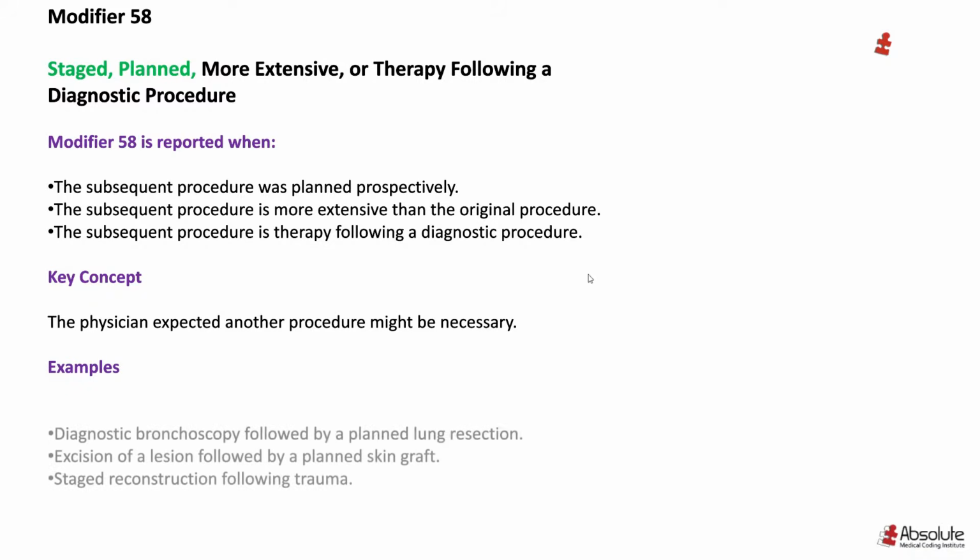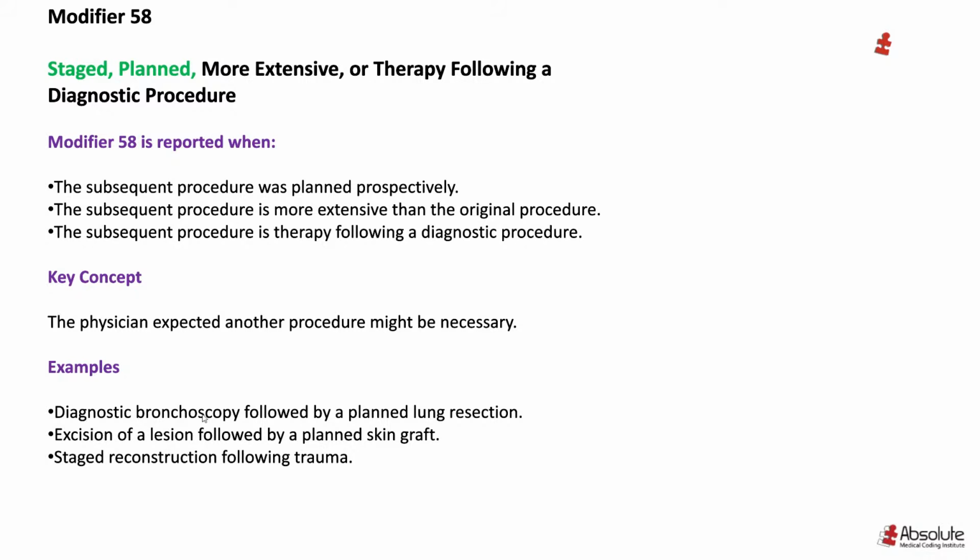And here are some examples. A patient has a diagnostic bronchoscopy followed by a planned lung resection. They're related. It's in the global period. So you'll need to append modifier 58 to that subsequent procedure. If a patient had an excision of a lesion followed by a planned skin graft during the global period, you're going to need to append that modifier 58 to let the payer know, hey, this procedure is not a part of that other procedure. Don't bundle it. This doctor needs to be paid.